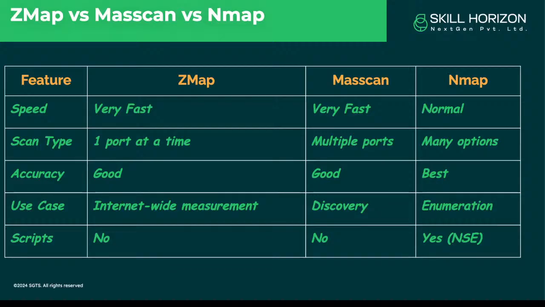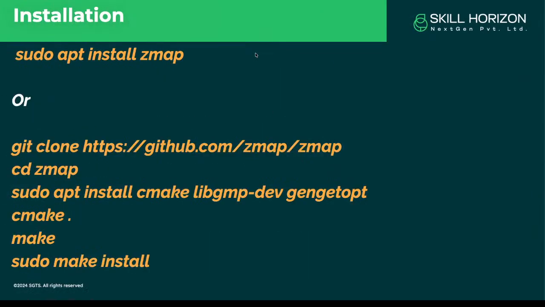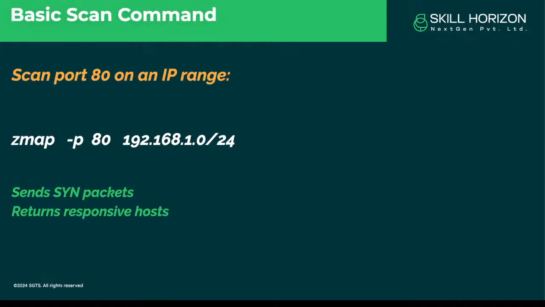ZMap gives you many things: basic scanning with the option -p, saving the output, and the probing methods. I'm going to show you one by one. So this is the installation. You can install it with a simple apt install and the tool name. Then you can launch the basic scan with the command -p 80 and then your target. Provide the subnet, because that's why we are using ZMap, so it basically scans large networks.